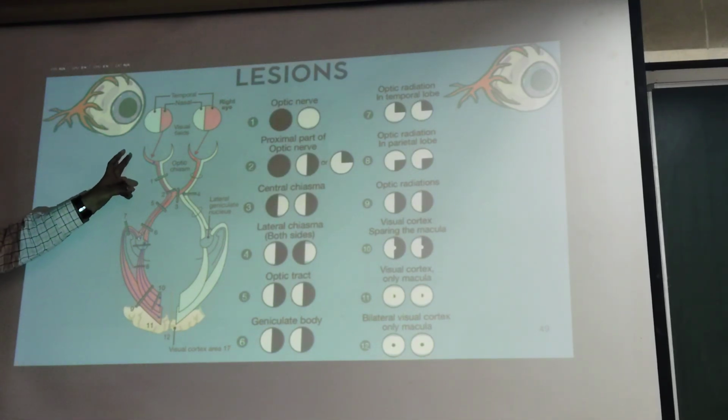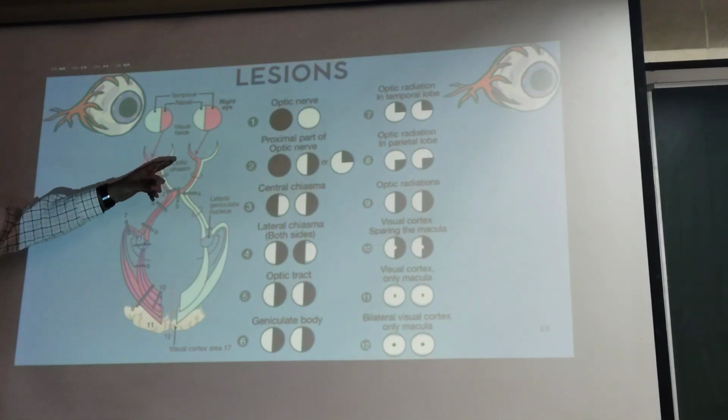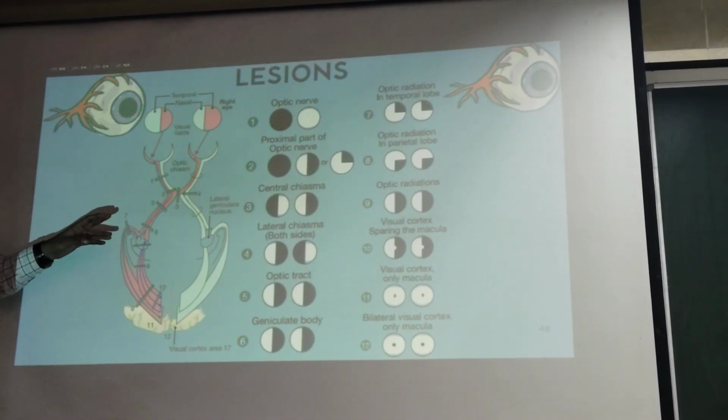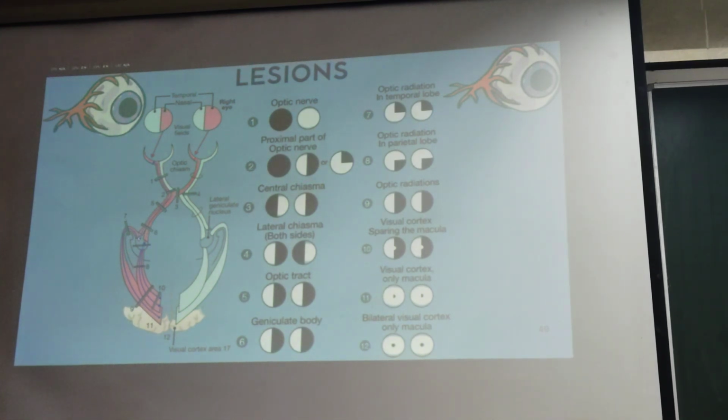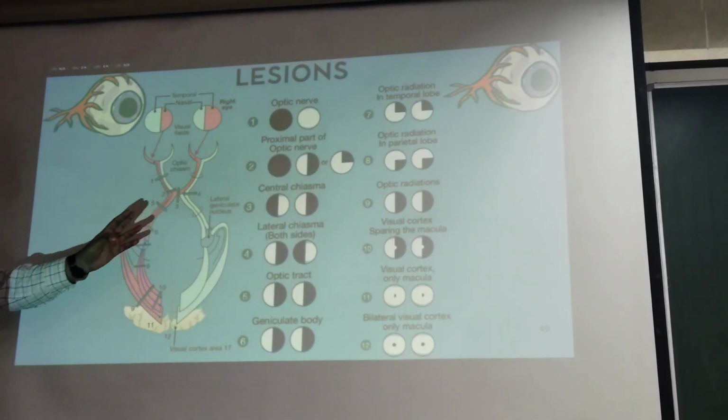So what will happen is the temporal fibers from this side and nasal fibers from this side will be affected, causing a contralateral homonymous hemianopia. So visual field will be lost from this side. The sixth one will be the lateral geniculate body, causing visual loss same as the fifth one. There will be loss of the vision on the left side, right side.